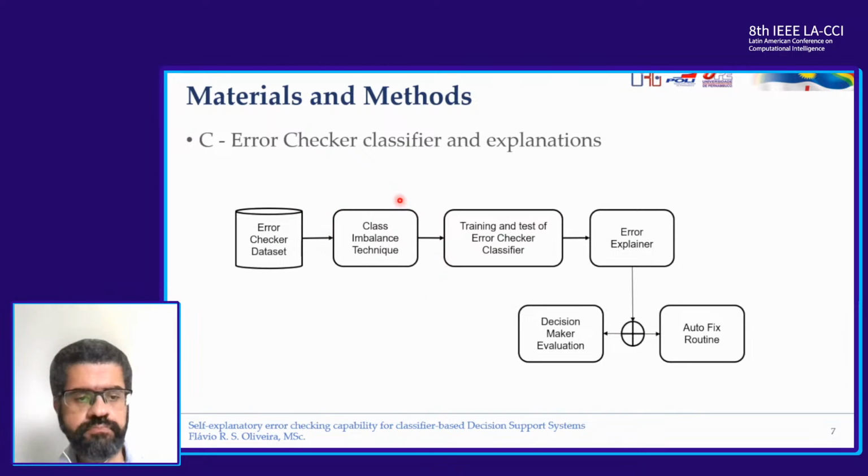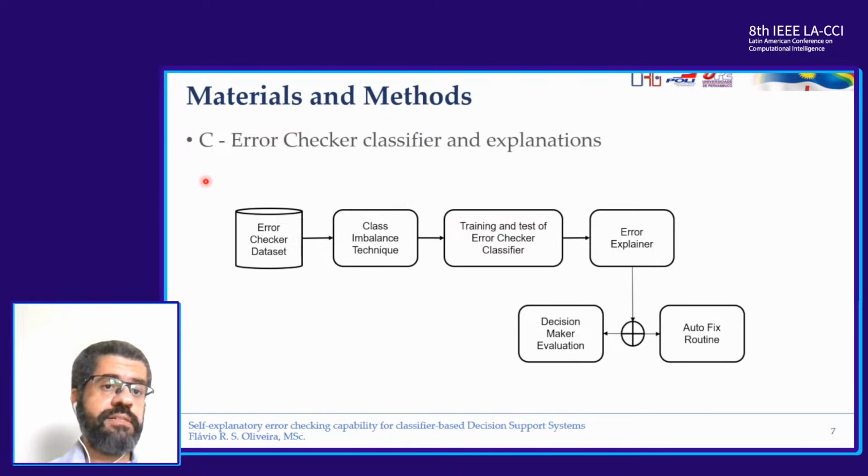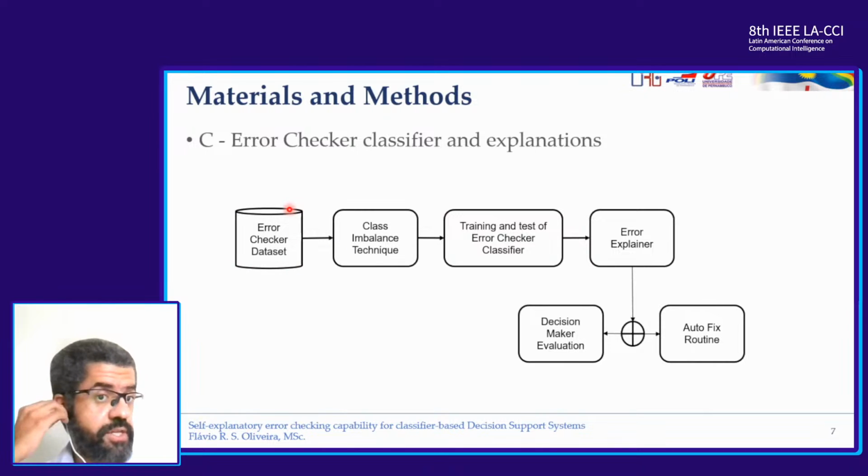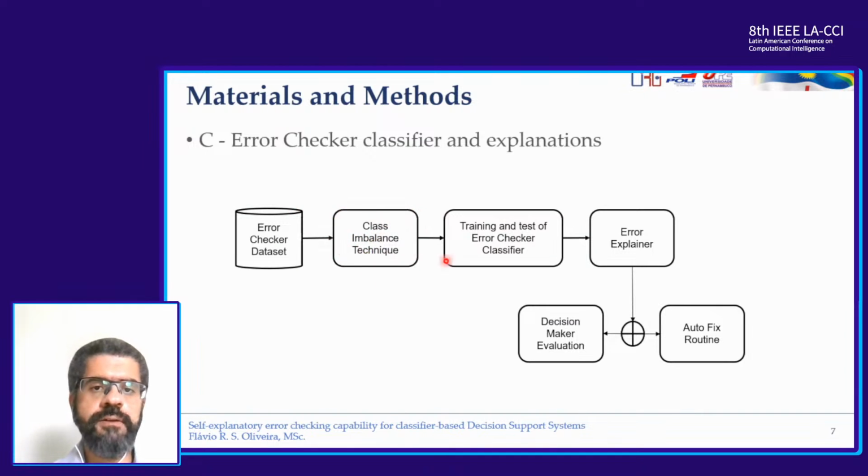It can be subject to each problem, of course, but the point is, when a classifier is highly accurate, we in most cases want this error checker data set to have more samples of the correct classification than of the incorrect classification. So for that, the need for this class imbalance part here. After that, the classifier will be trained and evaluated, and afterwards will be subject to error explanations.